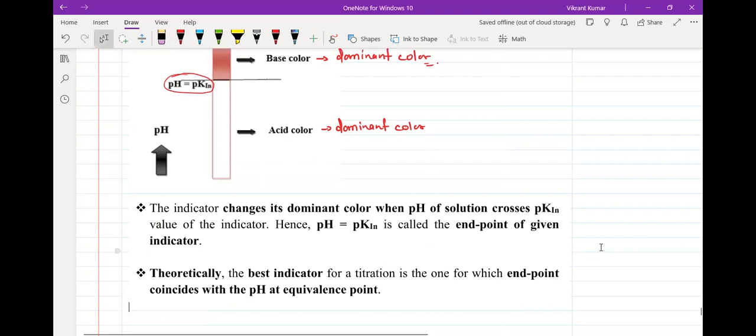first thing, what is end point of the indicator? We are saying that the moment the pH at which color of the indicator is going to change from one to another, that point will be called end point. And वो point हम लोग जानते हैं कि pH का value is equal to pKin is the end point of an indicator. Now if that point is exactly coinciding with the pH at equivalence point, then we will say कि we have got the best indicator for a titration.